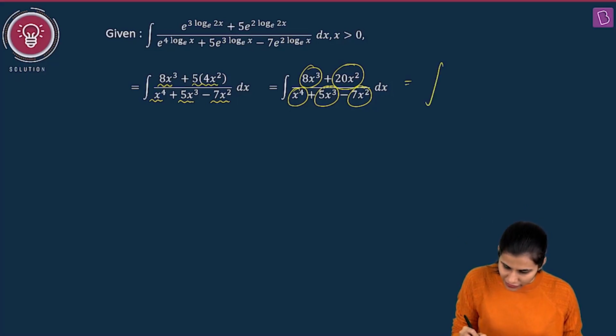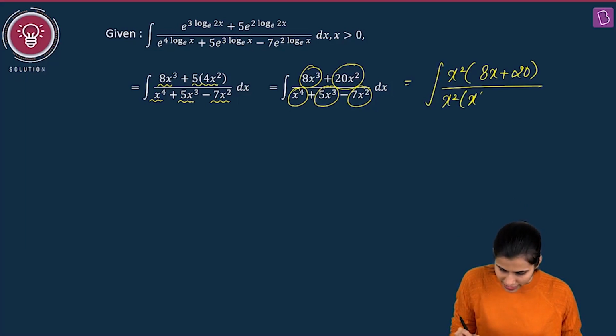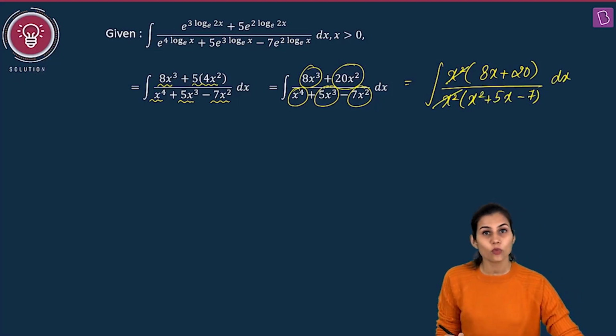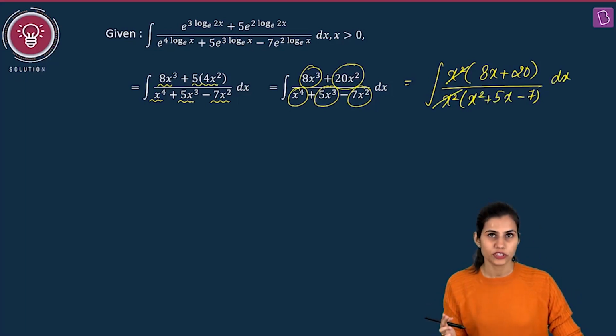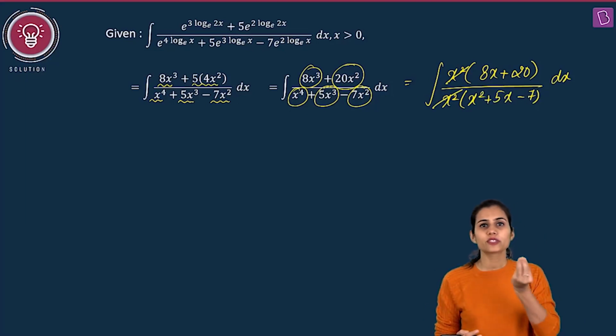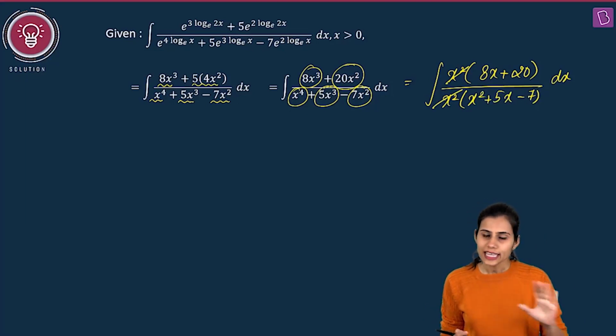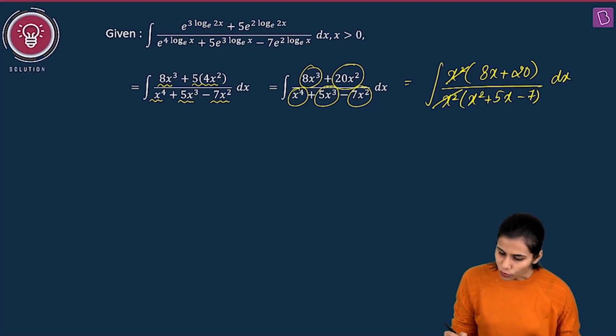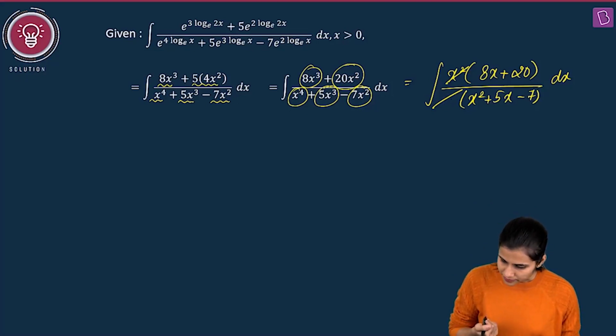So this will give me integral of x square common 8x plus 20 upon again x square common x square plus 5x minus 7 dx. I can confidently cancel out x square. Why? Because it is strictly positive. When your real number is positive, its square is also positive. Yes, no problem. So now, focus on one thing. See, 8x plus 20 can be written as 4 common 2x plus 5.